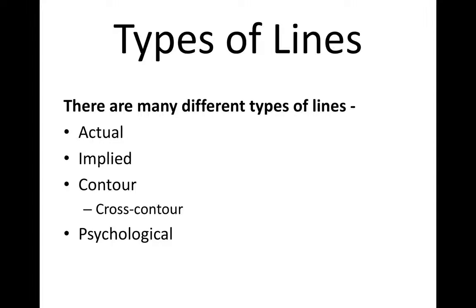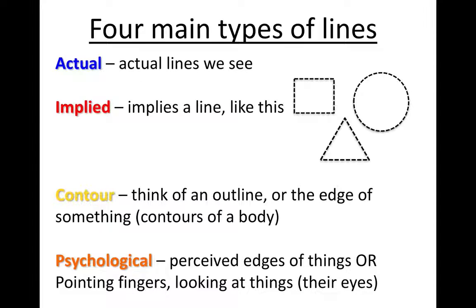In this section, we're going to be talking about the visual element of line. First off, there are many different types of lines. In these four main categories, we're going to see actual lines, implied lines, contour lines, psychological lines. I also have cross-contour lines labeled here, as that's another important function that you will be encountering later on. But within these main four types of lines, we want to examine what they are, how they're used, and how we can visually describe them when we look at a work of art.